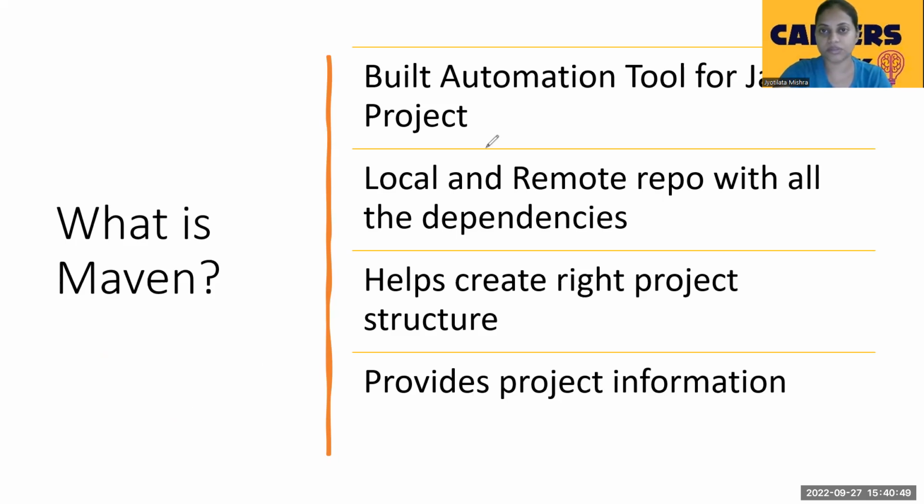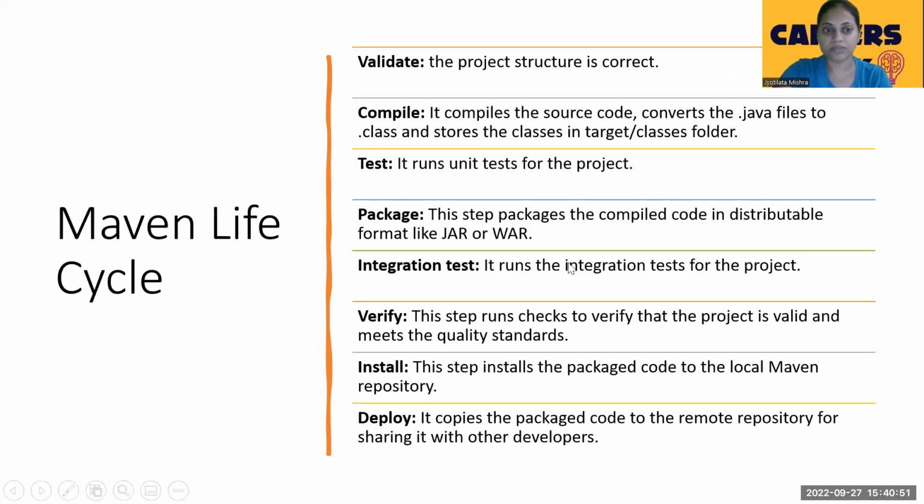Let me just stop the annotation part. So Maven has a life cycle. When we say life cycle, it refers to the actions which are performed. The first life cycle phase of Maven is validate. The idea of validate is to find out if your project structure is correct and if the project has all the right dependencies.